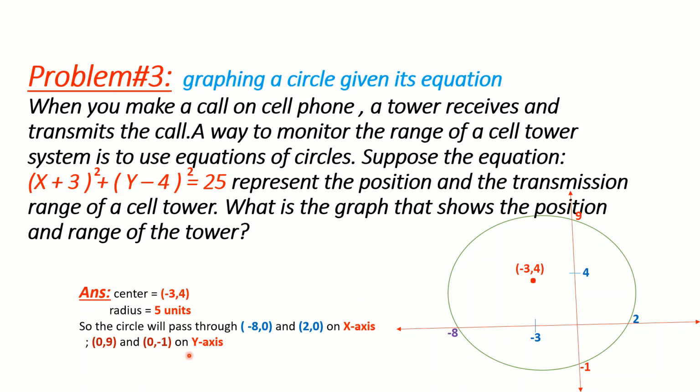Moreover, the circle must pass through (0, 9) and (0, -1) on the y-axis. The same thing is true. This is the center, so it should go up 5 units, which is 9, because the distance between 4 and 9 is 5 units. Again, the circle should pass through -1, because the distance between 4 and -1 is 5 units. So having this information, you can draw the circle in this form.